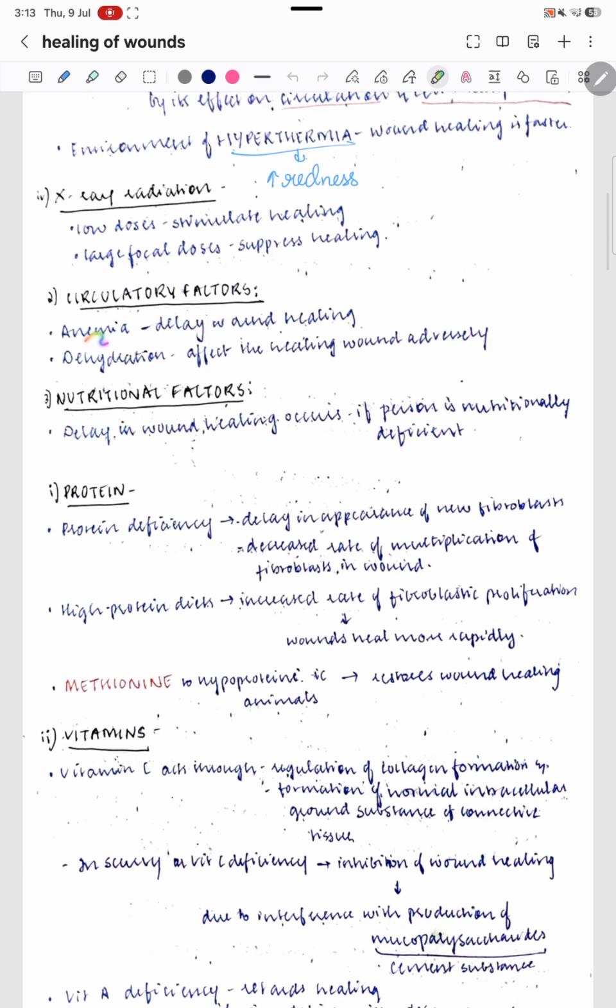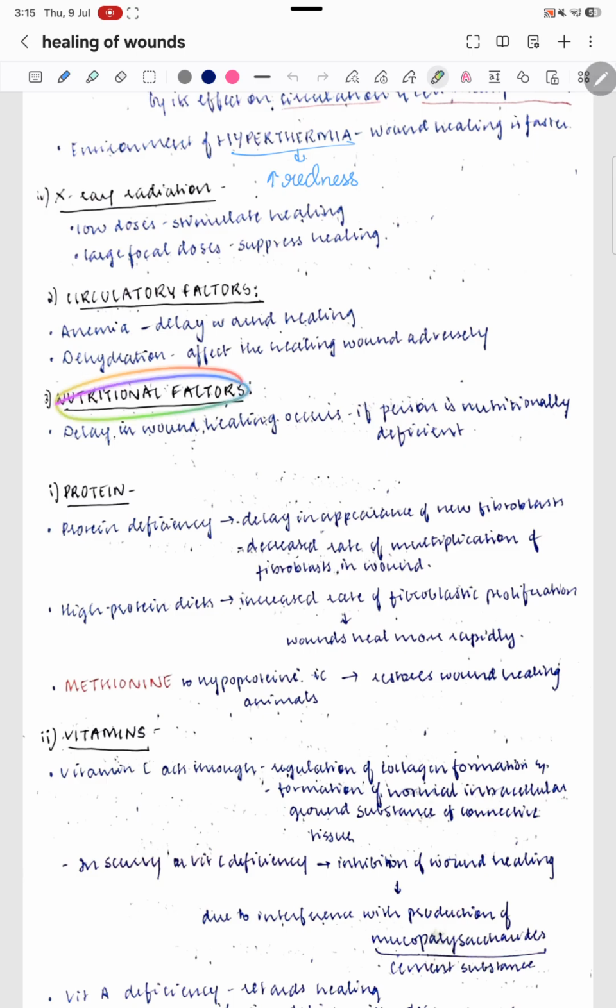Circulatory factors, we have anemia. Anemia delays healing. Obviously, we talked about vascularity so much. In anemia, if there is a loss of blood, anemia delays wound healing, as we discussed prior, because blood supply or circulation is very necessary for a wound to heal properly. Then coming to dehydration, dehydration also affects wound healing adversely. There is a loss of volume in blood because there is a loss of fluid due to dehydration.